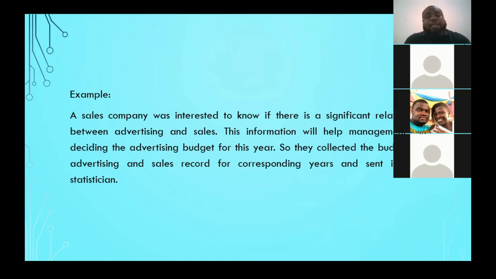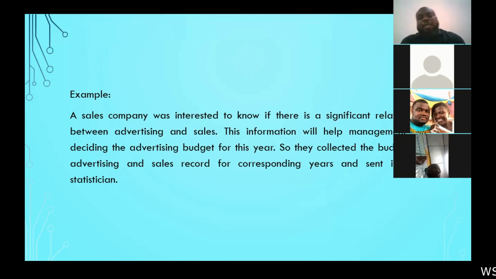I have highlighted a scenario to demonstrate the procedure of the Pearson product moment correlation coefficient. Taking for example, a sales company was interested to know if there is a significant relationship between advertising and sales. This information will help management in deciding the advertising budget for this year, 2021. So they collected the budget for advertising and sales records for corresponding years and sent it to a statistician to analyze and report.